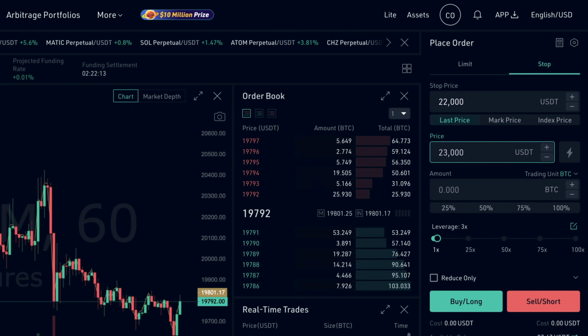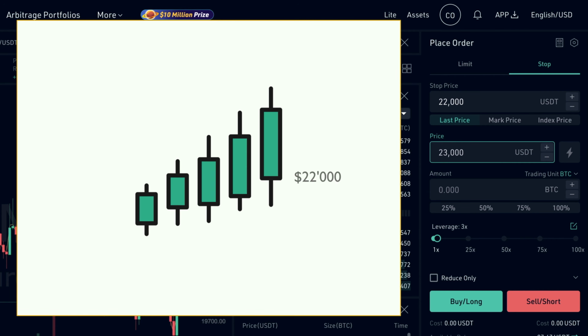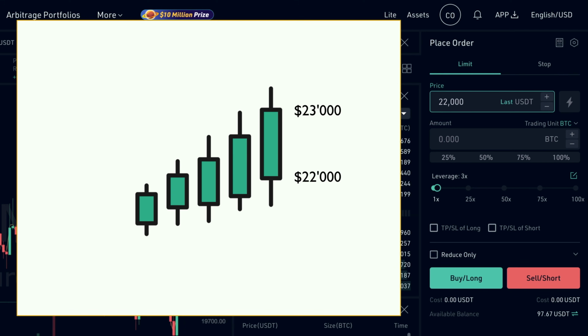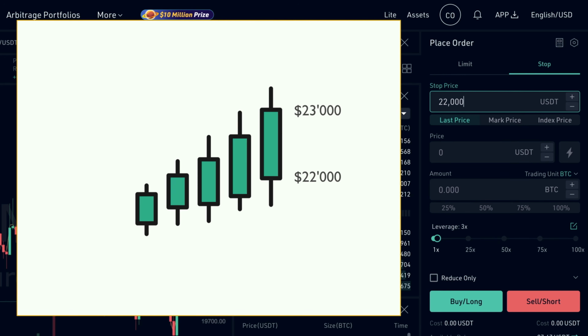Using this type of order makes sense whenever the market is very volatile, because then we're basically giving the system a price range where it's allowed to open our position in. If we just use a normal limit order, the system is only allowed to trade at our specific entry price. But with a stop limit order, the system is allowed to take the best price within the price range we have set.